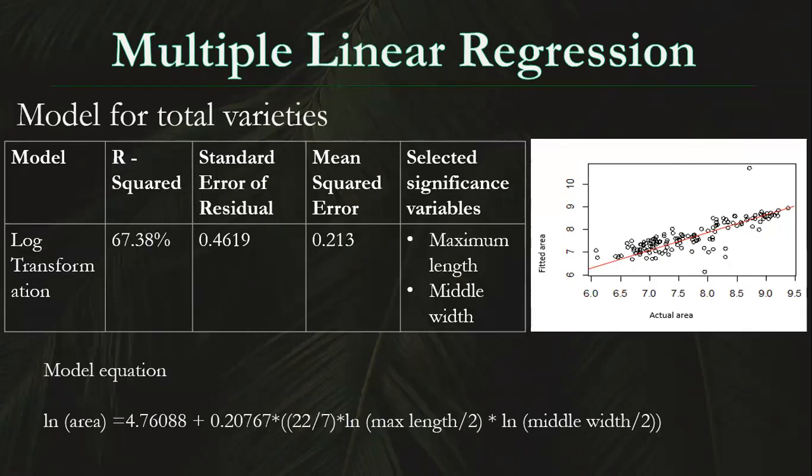In the analysis of multiple linear regression, the best subset method was used to identify a better model. For the total model, a model with maximum length and middle width was obtained. This is the plot of actual and fitted leaf area. The R-squared value is low.